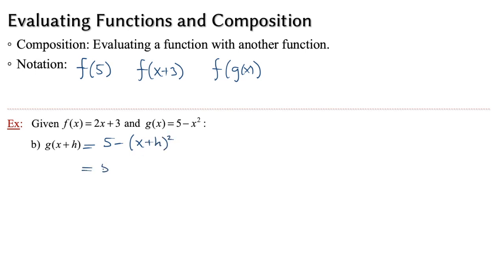Now, to simplify this, you have to make sure that you FOIL this out. Multiply x plus h times x plus h. So this whole thing would become x squared plus 2xh plus h squared. And then, of course, we can distribute our negative, and we can write the final expression here as negative x squared minus 2xh minus h squared plus 5.